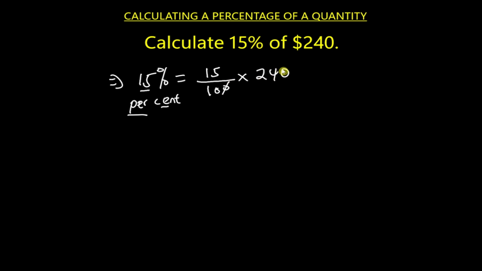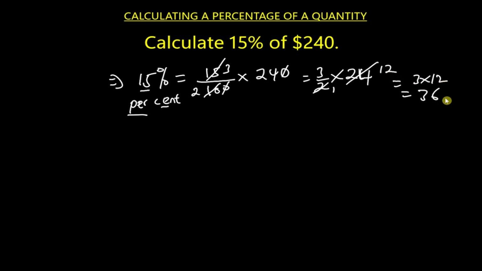This zero cancels this zero. Also, 5 goes into 10 two times and goes into 15 three times. Now we have 3 over 2 times 24. Now 2 goes into 2 one time and into 24 twelve times, and 3 times 12 is 36. So our final answer is $36.